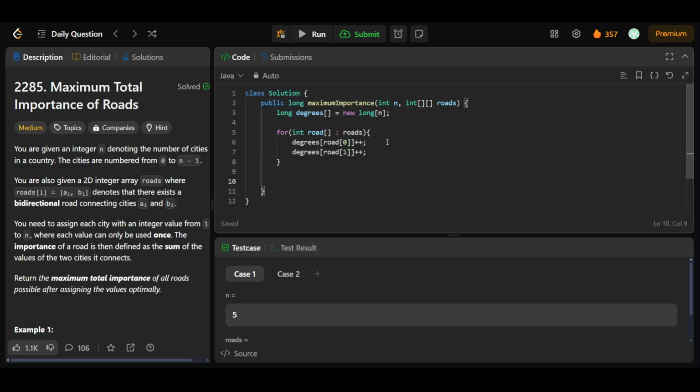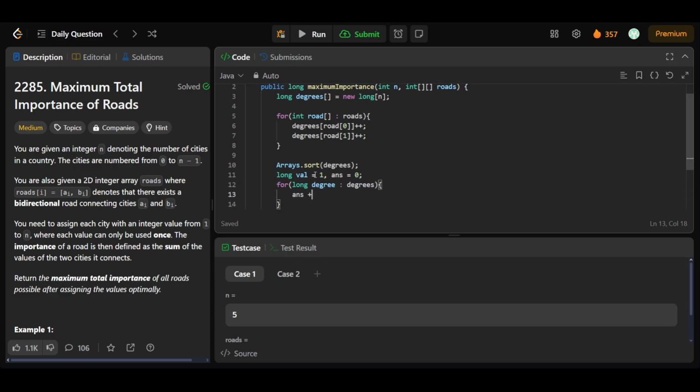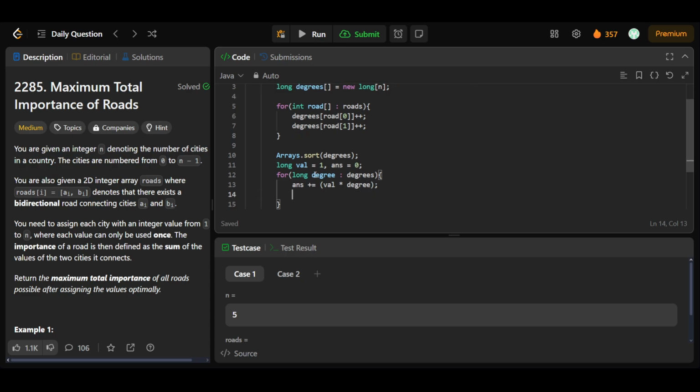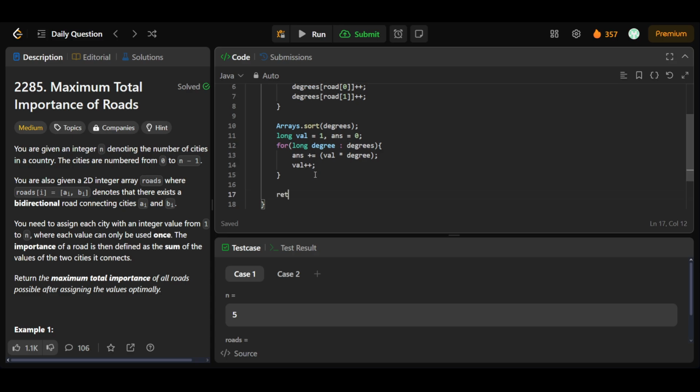Okay, and then I'll sort this array, Arrays.sort(degrees). Then I'll have a long value that is initially 1, and my answer is a long that is initially 0. Then for each long degree in degrees, I'll update my answer as answer plus value times my current degree, and then I'll update my value. Sorry about that, and at the end I'll return the answer.